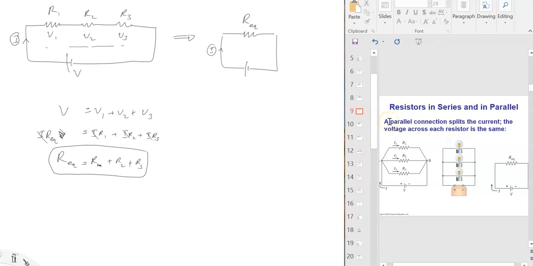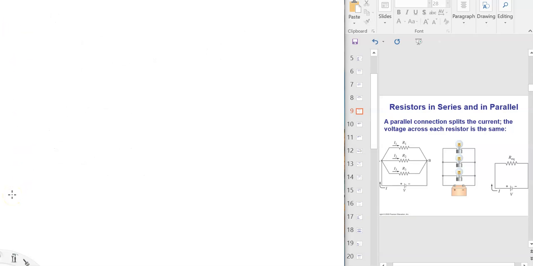Now let's think about a parallel circuit. A parallel connection splits the current. The voltage across each resistor is the same. Alright, what does that mean? Now here comes the parallel circuit. Let me take a new page. Let's say we have three resistors in parallel. R1, R2, R3, all parallel, and then it goes back to the battery.